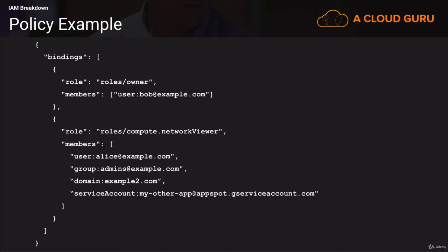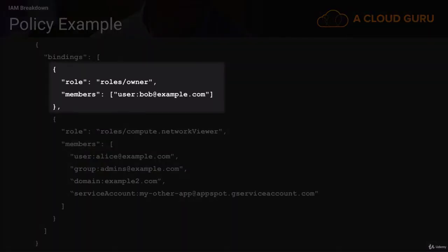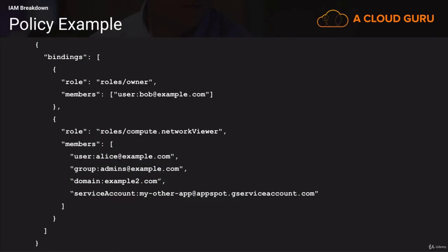So let's take a look at an example of a policy. Here's a policy that we might attach to some resource. Let's say that we attach it to a folder inside of an organization, and it has two bindings. The first binding says that Bob at example.com is going to be the owner for all of the projects that are underneath that folder. Now, if this were bound at a particular project level, then Bob would be the owner of just that project. And if it were bound at a particular resource, then Bob would have all of the privileges included in the owner role, but only for that resource.